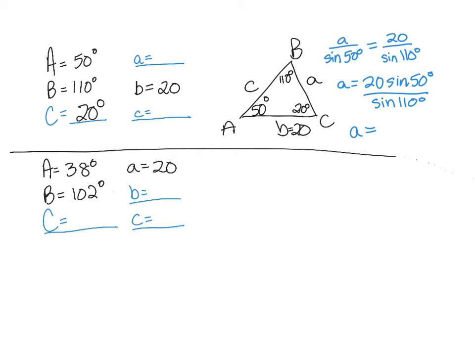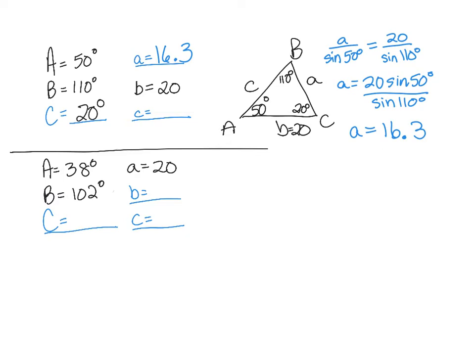Once I plug everything in, I get 16.3 for A. Now, remember, this is not a right triangle. You never, ever use the Pythagorean theorem. That only works if you have a right triangle.